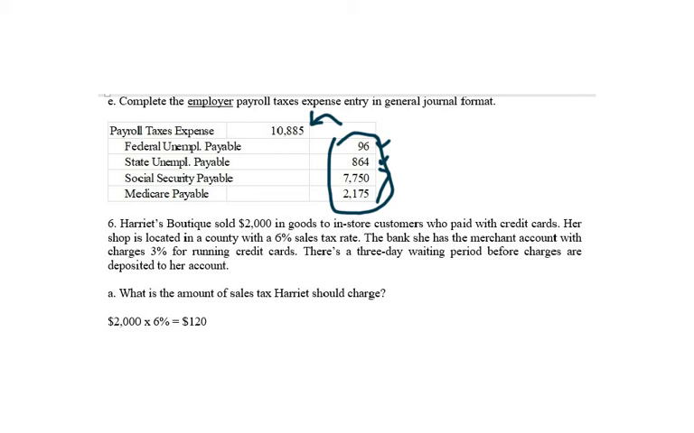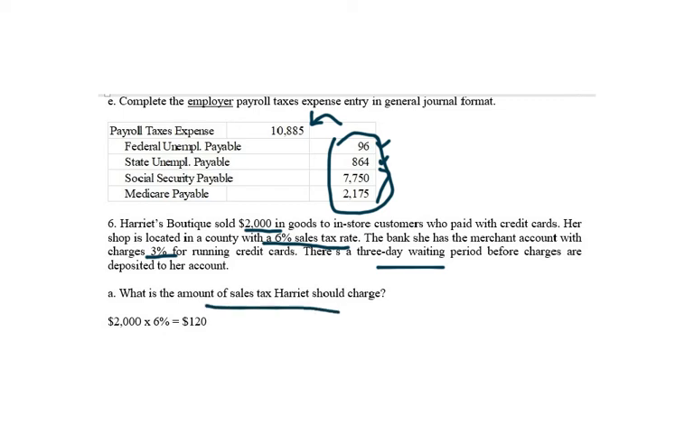All right, so lastly, we're going to deal with collecting sales taxes. Harriet's Boutique is going to sell $2,000 in goods in store to customers who pay with credit cards. She's located in a place with a very frugal 6% sales tax, and she has a merchant account that's going to charge her 3% for running credit cards, and there's a 3-day waiting period where they deposit to her account. So we're going to factor all these things slowly but surely.